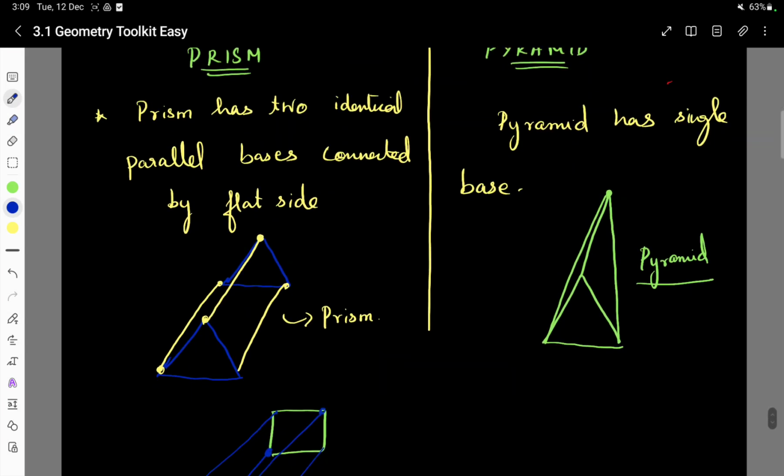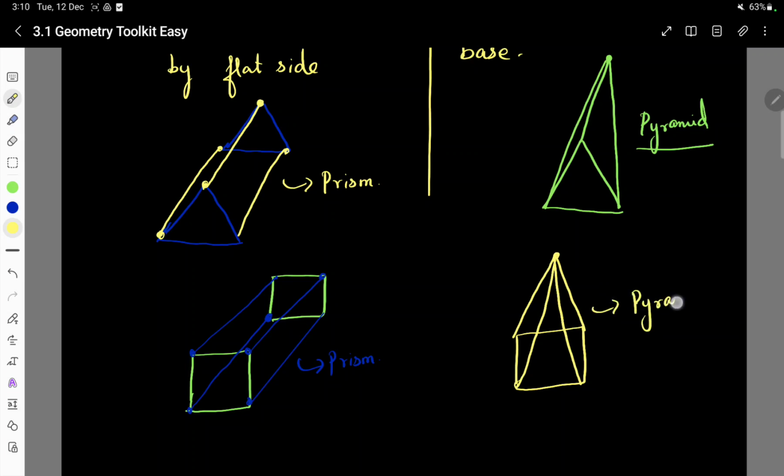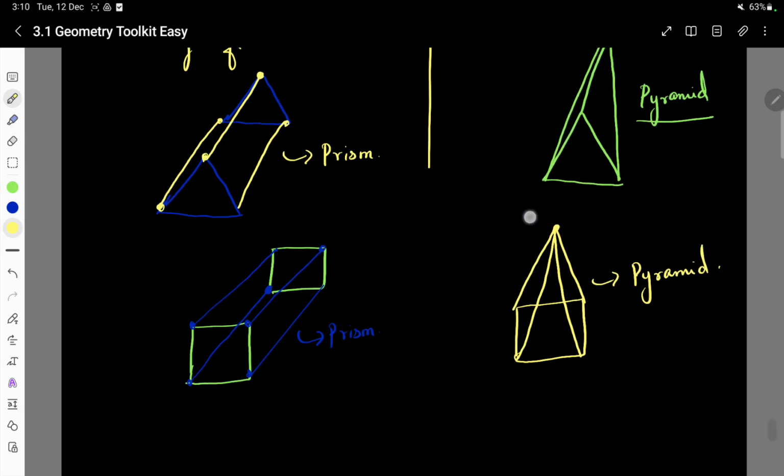But for a pyramid only one base will be there, only one square I have to draw, then on top I have to put one point. From this point I have to join each and every vertex of the base. So this will be a pyramid. So this is the difference we have between the pyramid and prism.